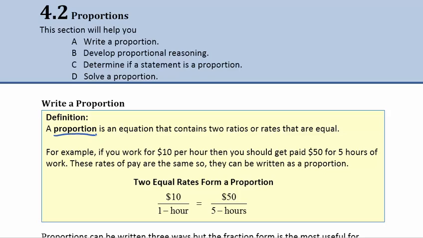A proportion is an equation that contains two ratios or rates that are equal. For example, if you work $10 per hour, then you should get paid $50 for 5 hours of work. These pay rates are the same, so they can be written as a proportion. And here's what a proportion typically looks like when we write it. So we have one rate right here, $10 per hour, is equal to our second rate, $50 for 5 hours. And when we write those two rates equal in an equation, we end up with a proportion.